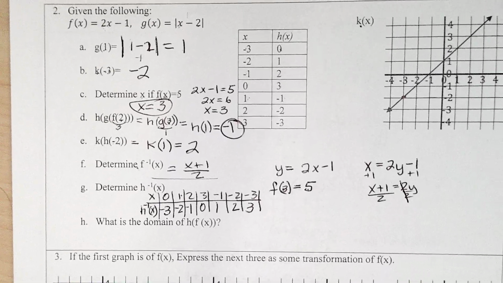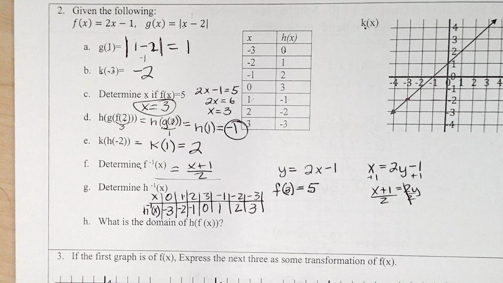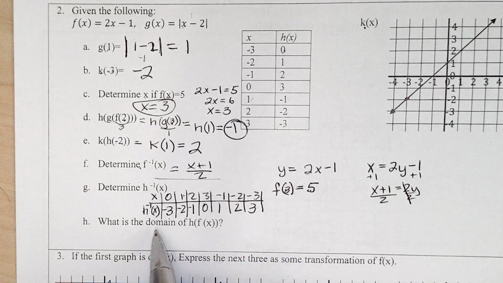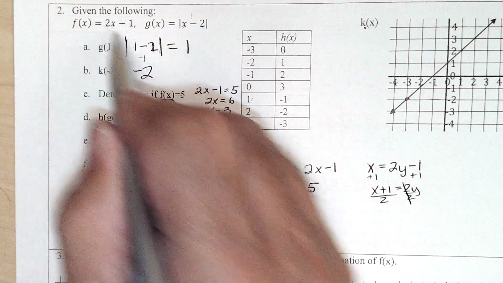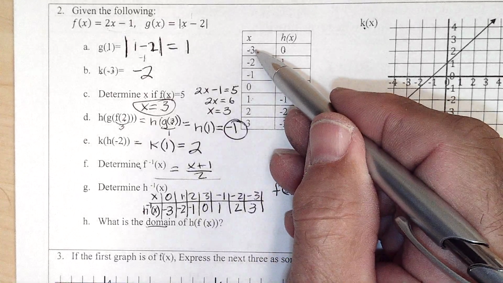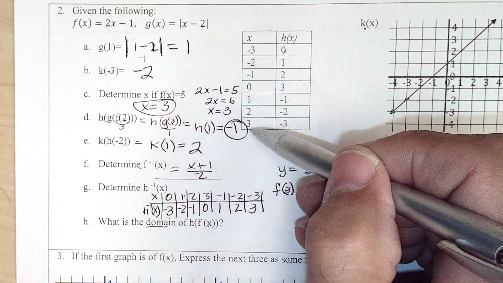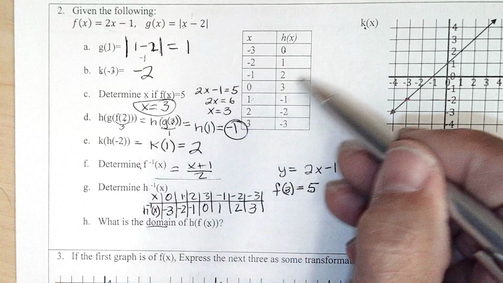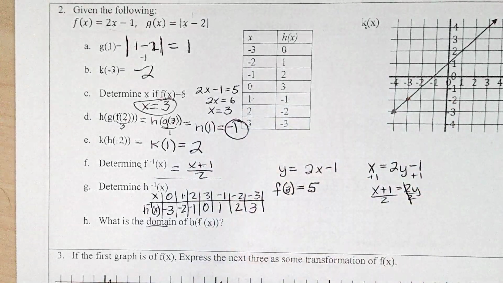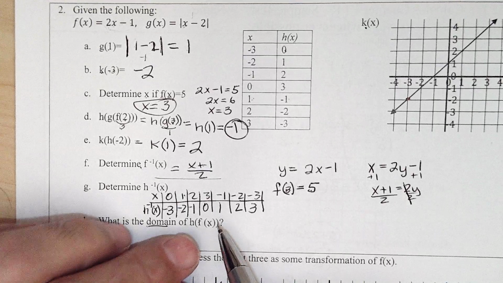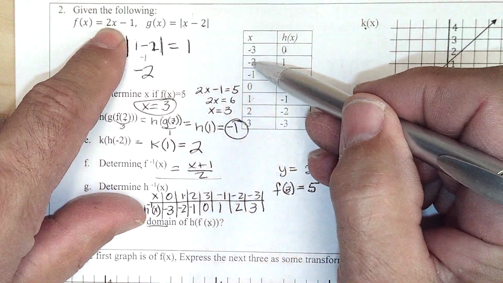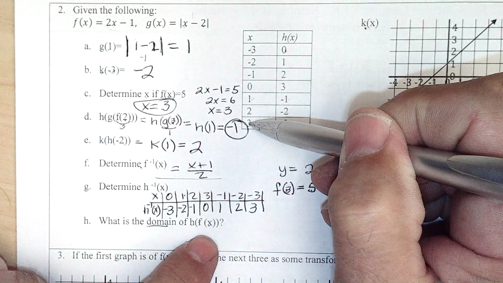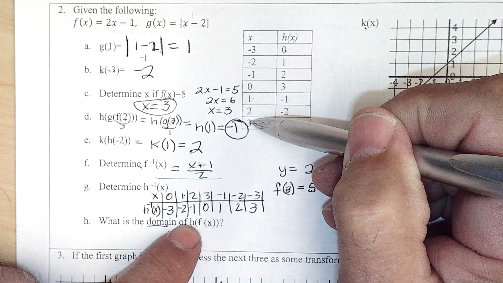Now, the problem that I think is one of the trickiest ones on the whole test. What's the domain? What can we put in here? Which means we're going to put it into F, get a number, and then we're going to be able to put it into H. Well, these are the only numbers I can use in H. These are the only ones it's defined for. So I'm asking, what numbers can I use here that will give me these numbers, because I can only use these numbers to put into H.